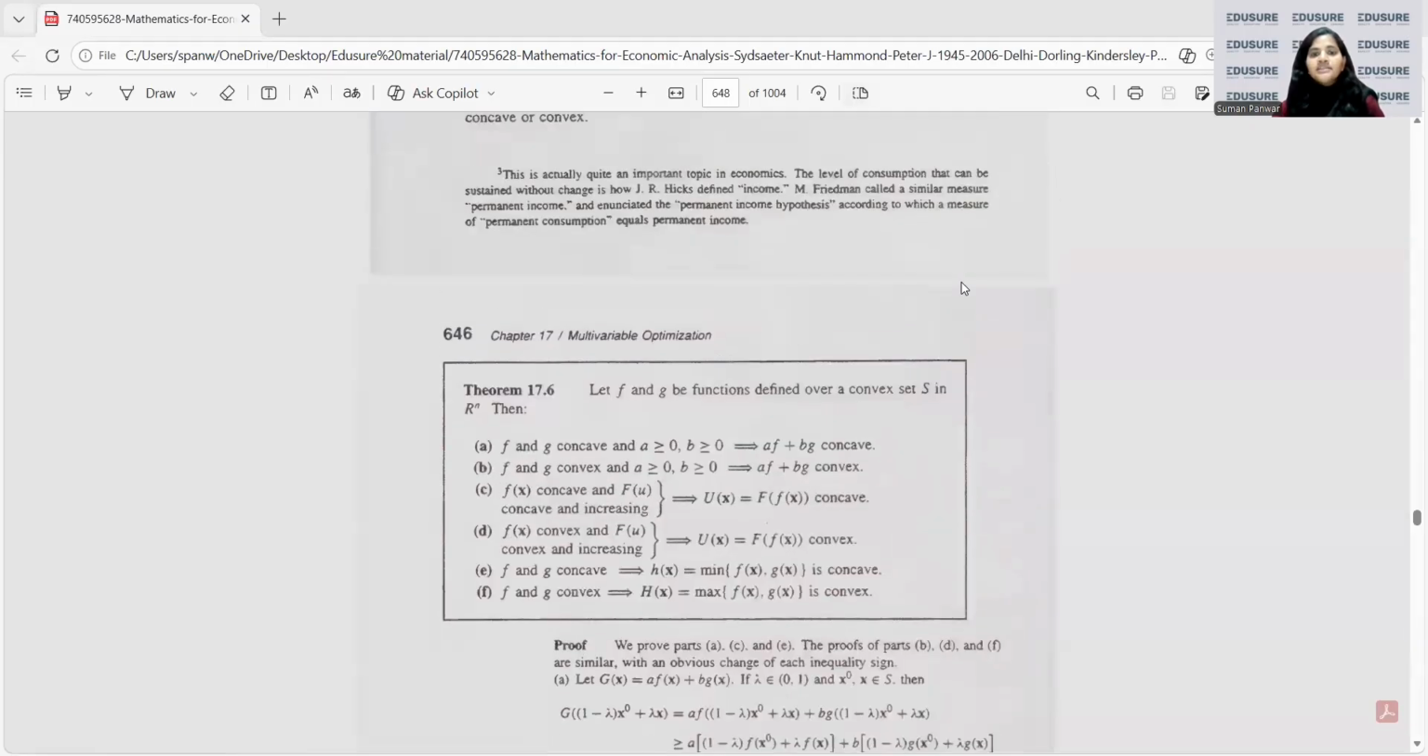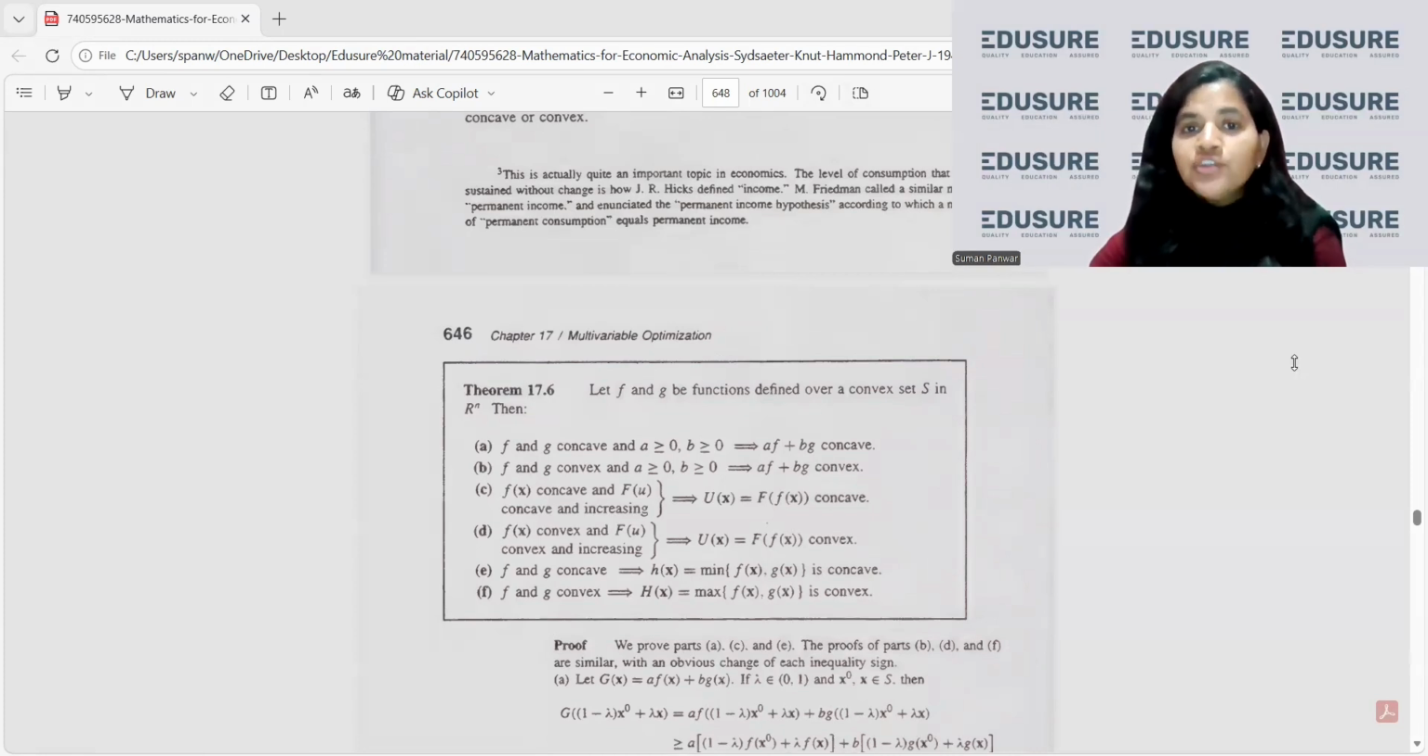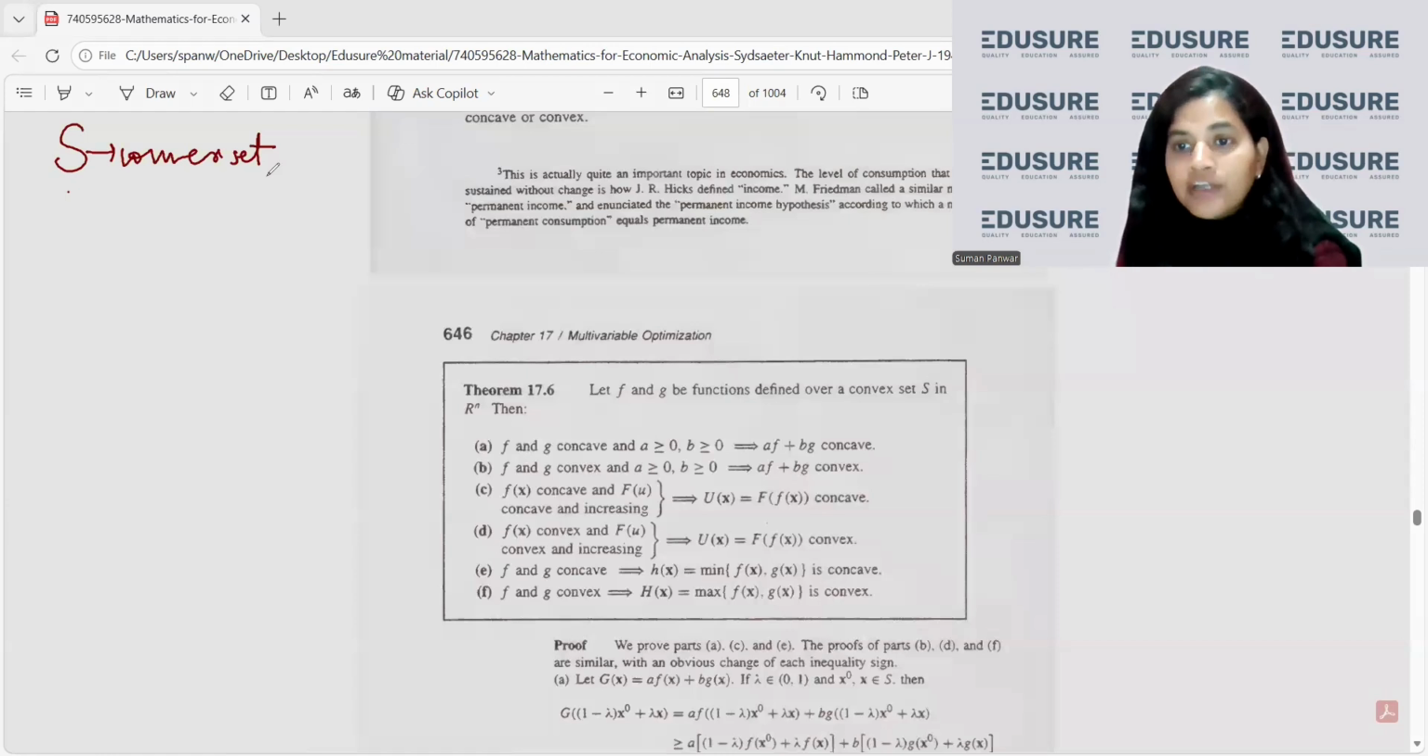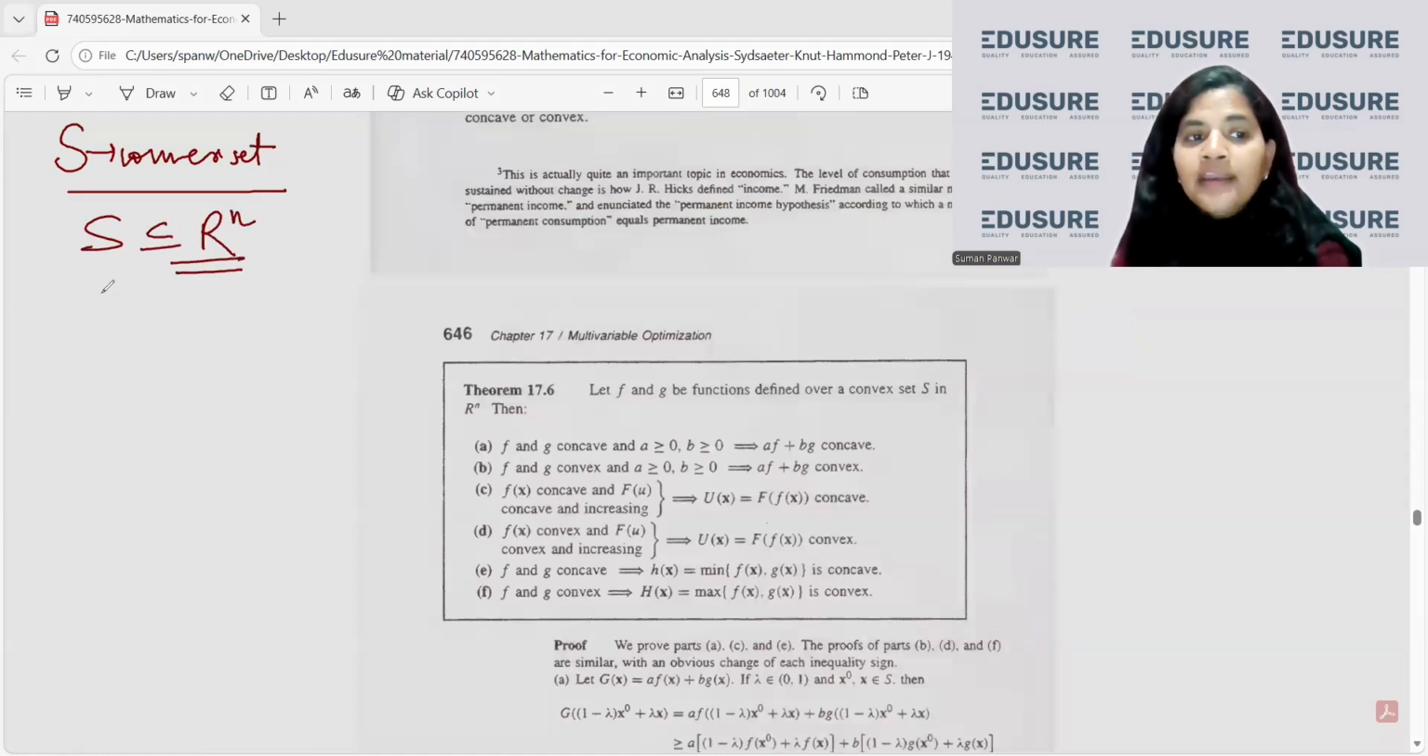So we would be discussing this theorem. So let f and g be functions defined over a convex set in Rn. So we are going to have a general discussion over functions over Rn. What do you mean by Rn? Rn means the n-dimensional space. That means my convex set, which is the domain of my convex and concave functions, is going to be a subset of Rn. And how does an element look like in Rn? It is going to have n components, and all these components belong to the set of real numbers. Okay, so let's state these results.